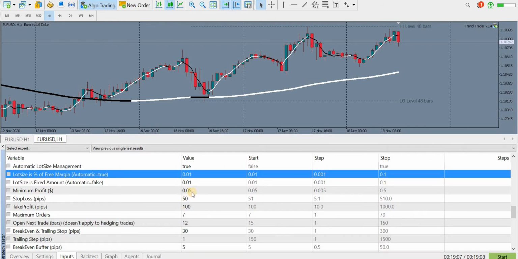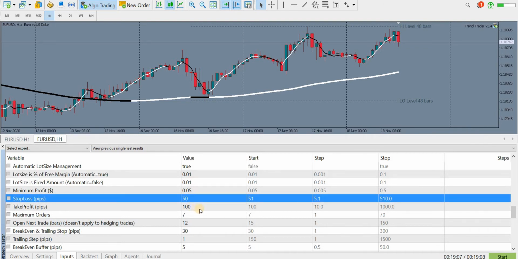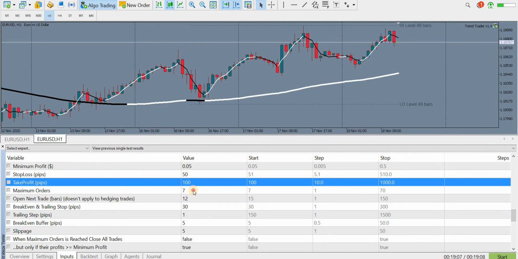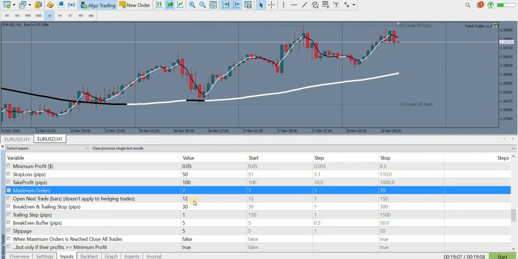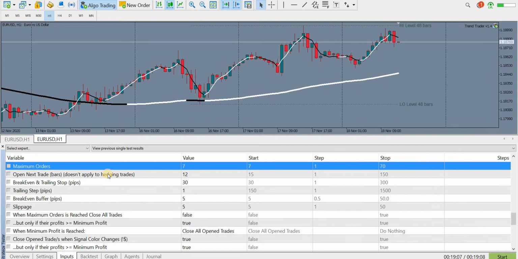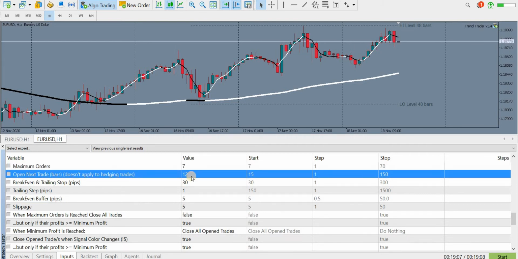What else? Minimum profit is the default $0.05, 5 cents. A stop loss of 50, a take profit of 100 pips. I don't want to have more than 7 orders on one chart at the same time, and I want the next trade, if one trade is open, to be open only if at least 12 bars, 12 candles, occurred, which is 12 hours.